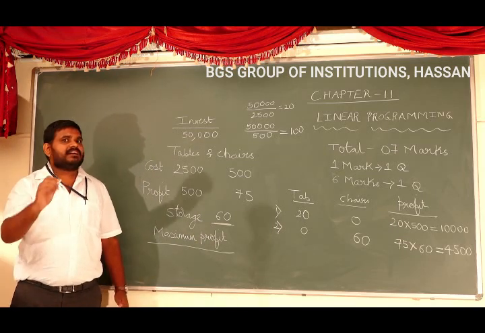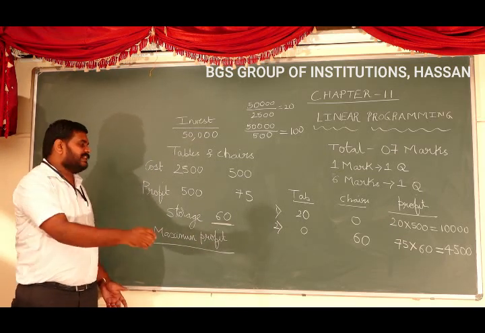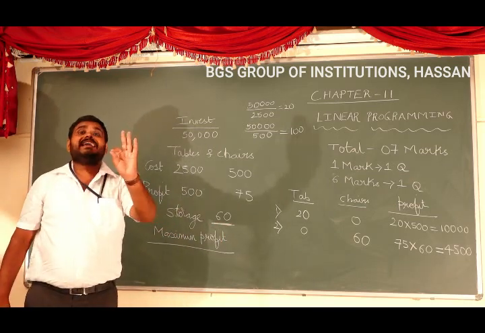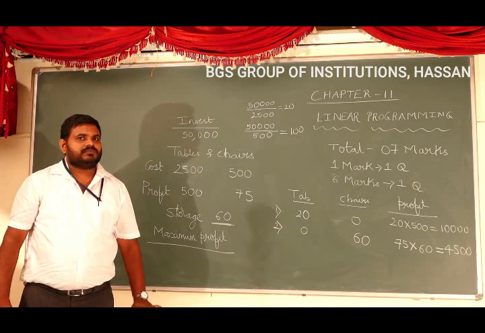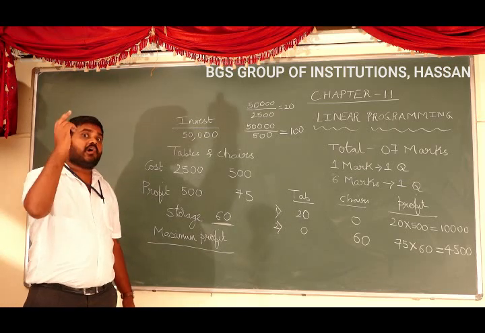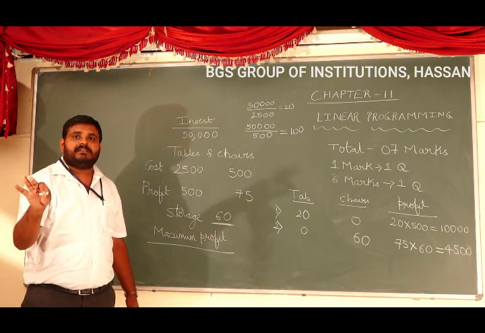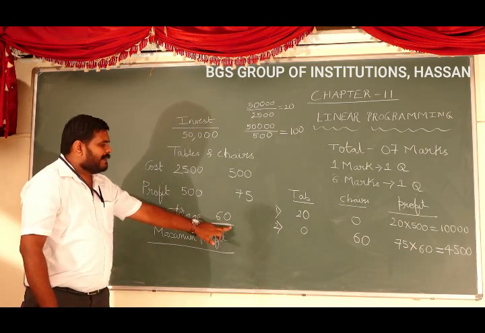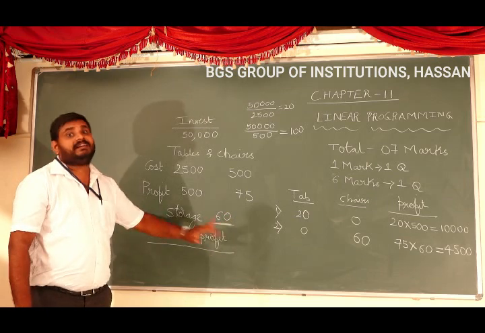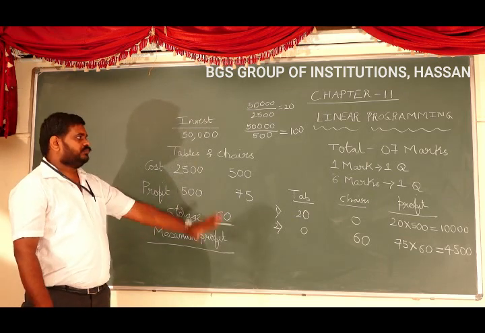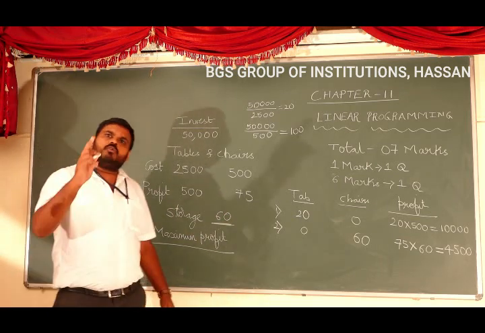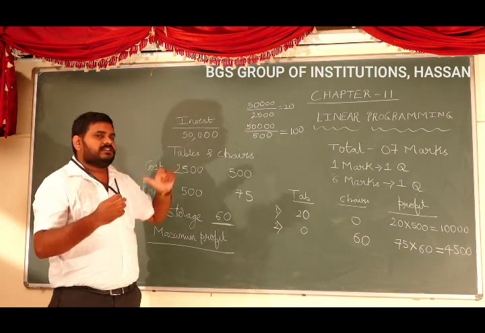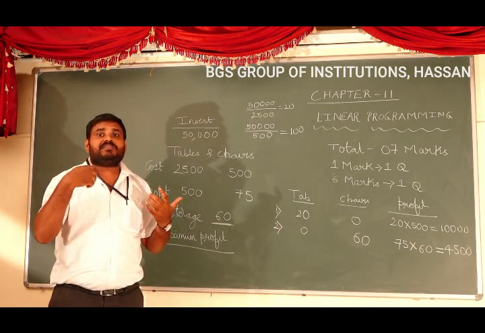Now, there is one condition with this businessman, that he can store a maximum of 60 items along with him. Let it be chairs or tables, it doesn't matter. Irrespective of chairs and tables, he can store only a maximum of 60 items. Now, what can he buy with those 50,000 rupees so that he can maximize the profit?